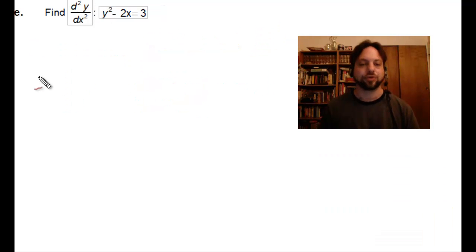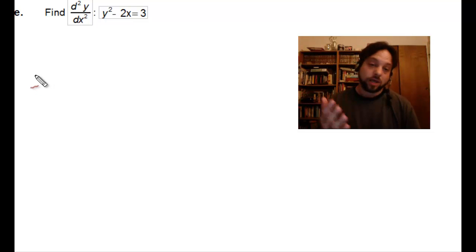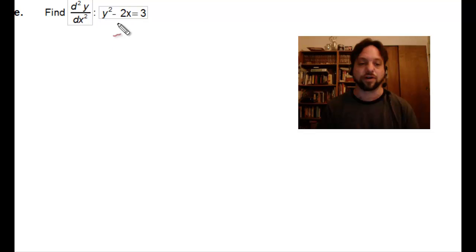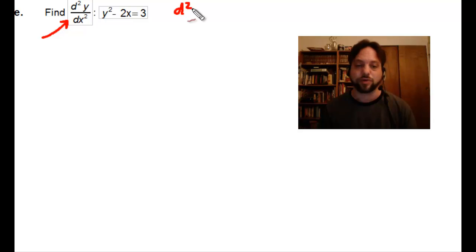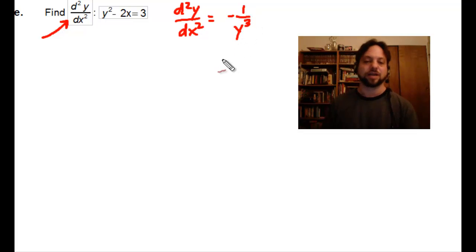So perhaps example E looks deceptively easy. I mean, compared to some of the equations that we've done so far, we're just dealing with y squared minus 2x equals 3. And I'll tell you, it is pretty easy, but do be aware that we're actually looking for the second derivative of this implicit equation. And I will tell you anyway, before we even begin working this out, that the answer is extremely simple. It's simply negative 1 over y cubed. How did I know that? Because I've done this problem already. But let's go ahead and try it together, and I'll show you where it came from.